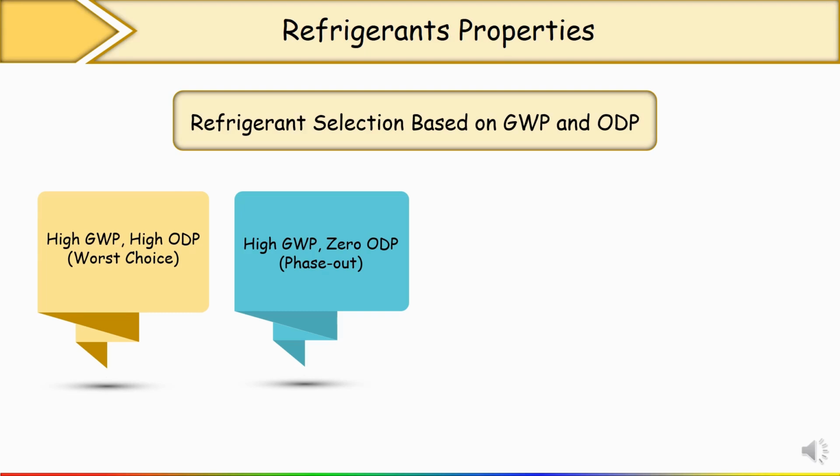While they do not harm the ozone layer, they have a high GWP. So these refrigerants are widely used today but are being phased out due to their contribution to global warming.